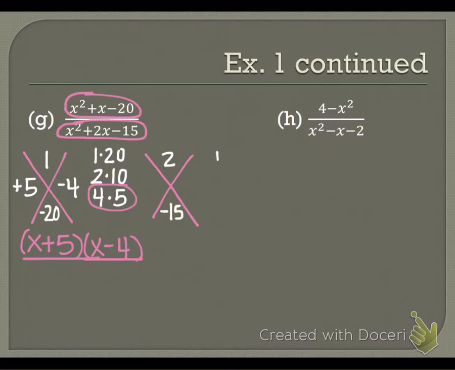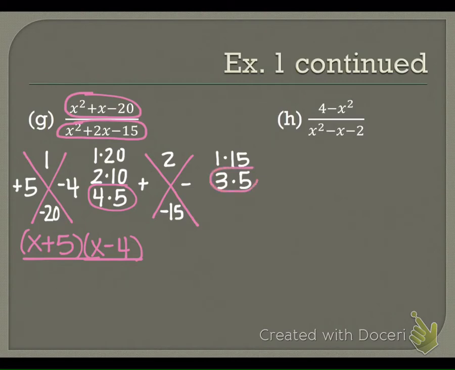Awesome. I need factors of 15. So 1 times 15, 3 times 5. Will my signs be the same or different? Different. So which set of factors will I use? You're going to use positive 5.